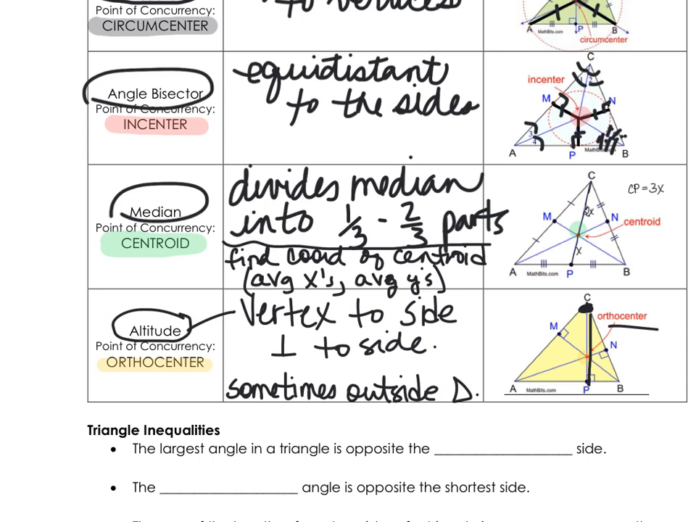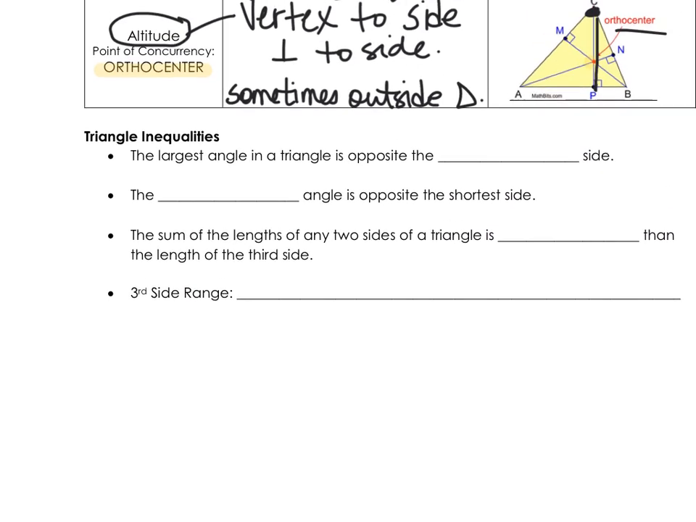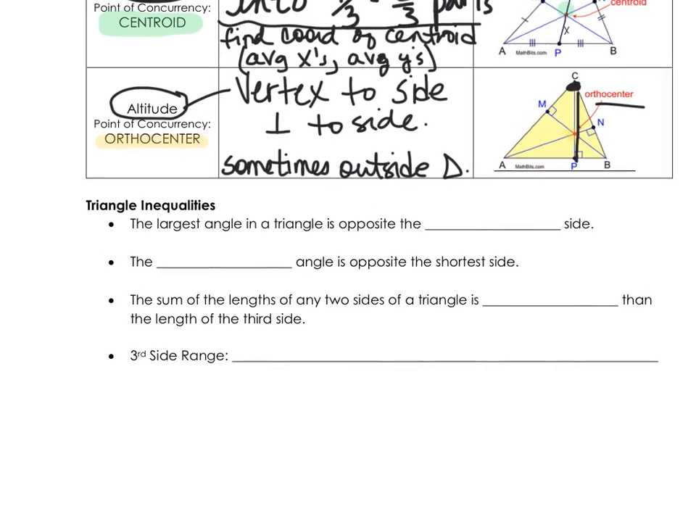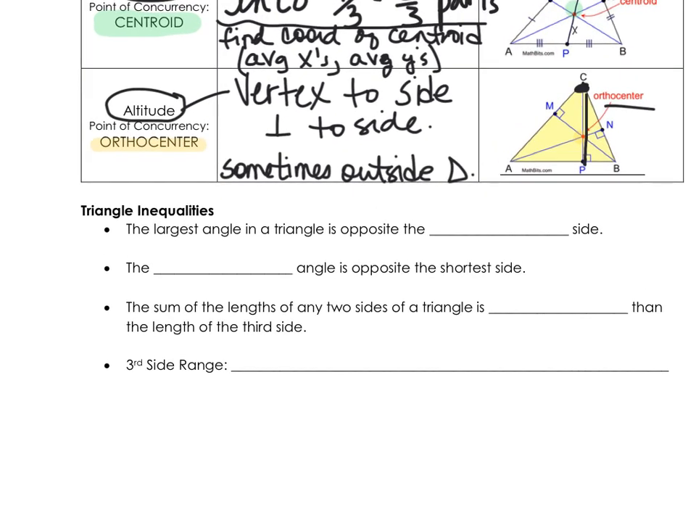The next part is the triangle inequalities. The largest angle in a triangle is opposite the longest side. The smallest angle is opposite the shortest side. And the sum of the lengths of any 2 sides of a triangle is greater than the third side.